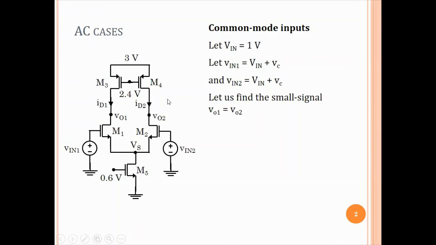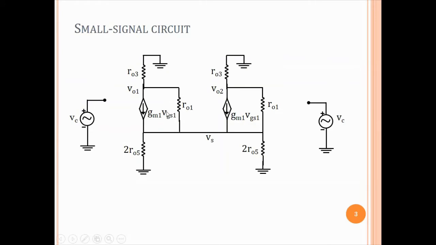So we draw the small signal circuit. So this is a small signal circuit. Now what I have done is, instead of one RO5 at the bottom, I have divided that RO5 into two parallel resistances of value 2 RO5. So 2 RO5 in parallel with 2 RO5.